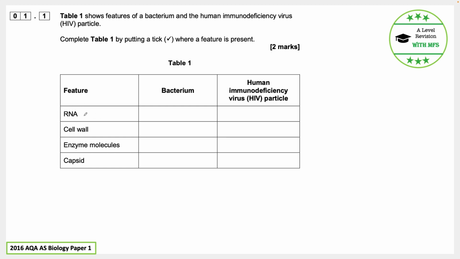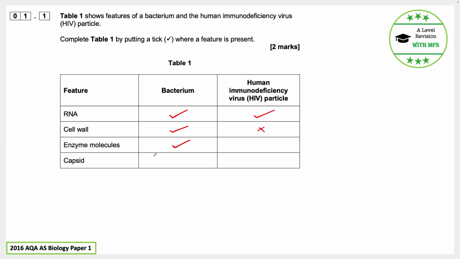So if we start off with RNA, RNA is contained within bacterium, so we would just place a tick in there, and it is present in HIV as well. Okay, now cell wall is present in bacteria. They have a murein cell wall. However, it's not present in HIV, as HIV contains the attachment proteins which they then use to bind to the receptors on body cells. Okay, enzyme molecules, yes, bacteria do contain enzyme molecules.